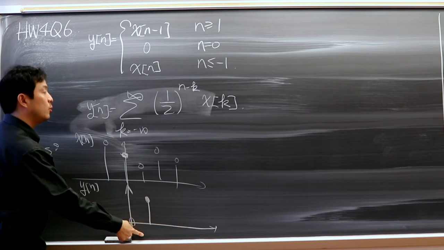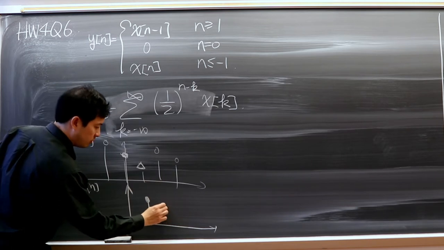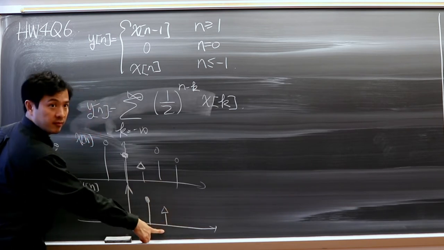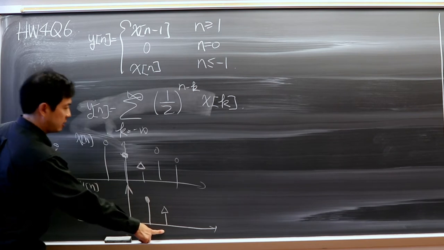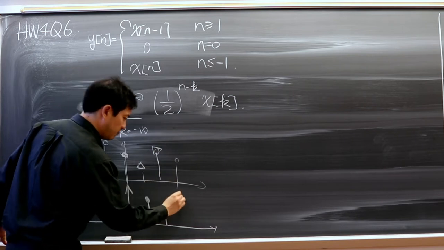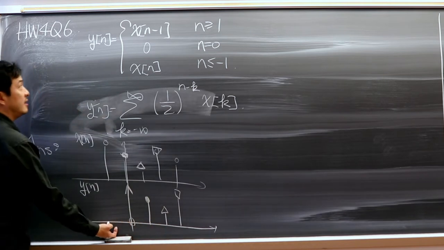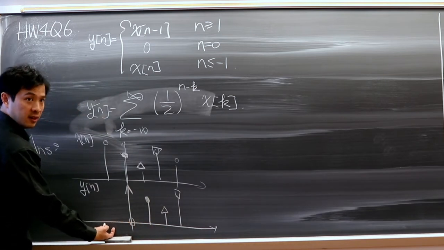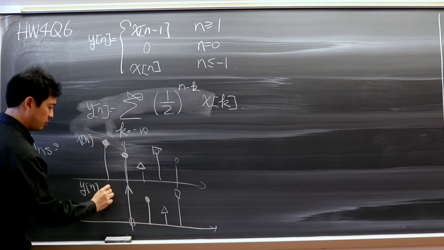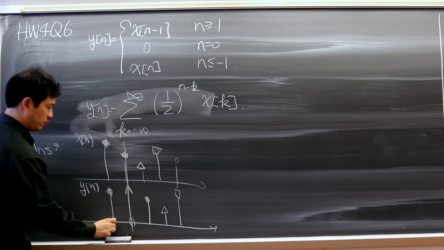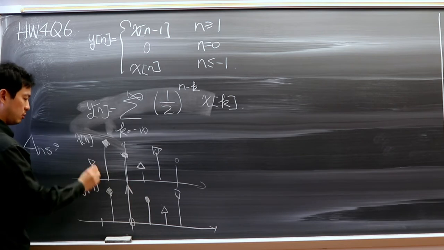When n equals 2, what is my y of n? x of 1. So I'm copying this and replacing it here. n equals 3, what is my y of n? x of 2. I'm copying this and replacing it here. Is this part clear so far? How about y of negative 1? x of negative 1, so I'm copying this one and replacing it here. How about y of negative 2? x of negative 2, so it's going to be this.